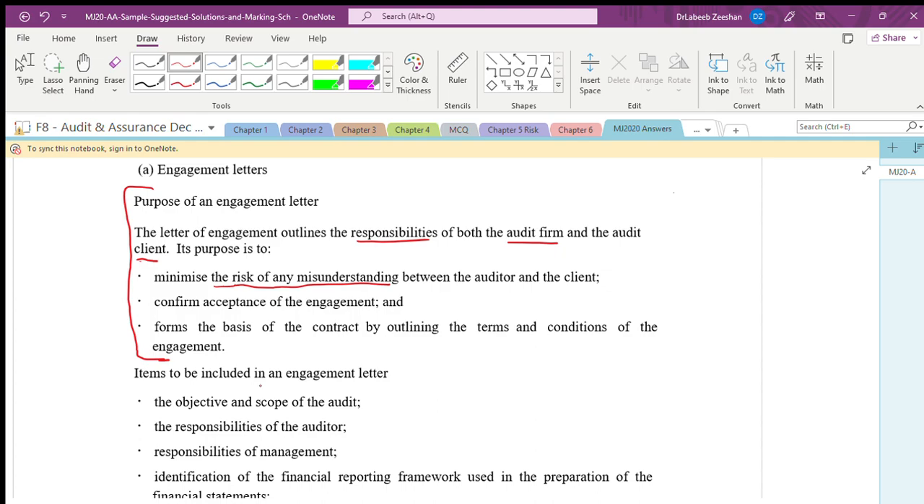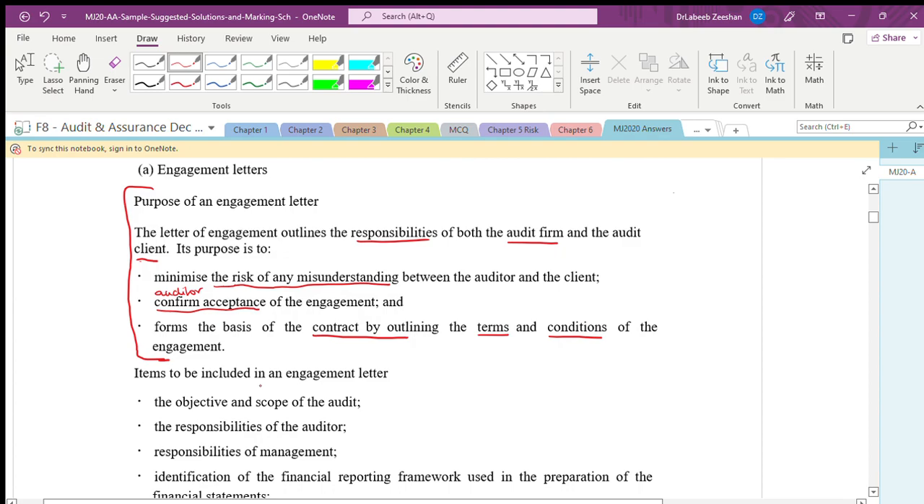Definitely, when you are talking about the engagement letter, the auditor is confirming the acceptance. That is the most important thing that matters. First, you should have minimum misunderstanding. The second one is you, as auditor, are confirming the acceptance of the engagement, and this is a contract. Based on this, it outlines the terms and conditions we are working under. This is the basic purpose of an engagement letter.